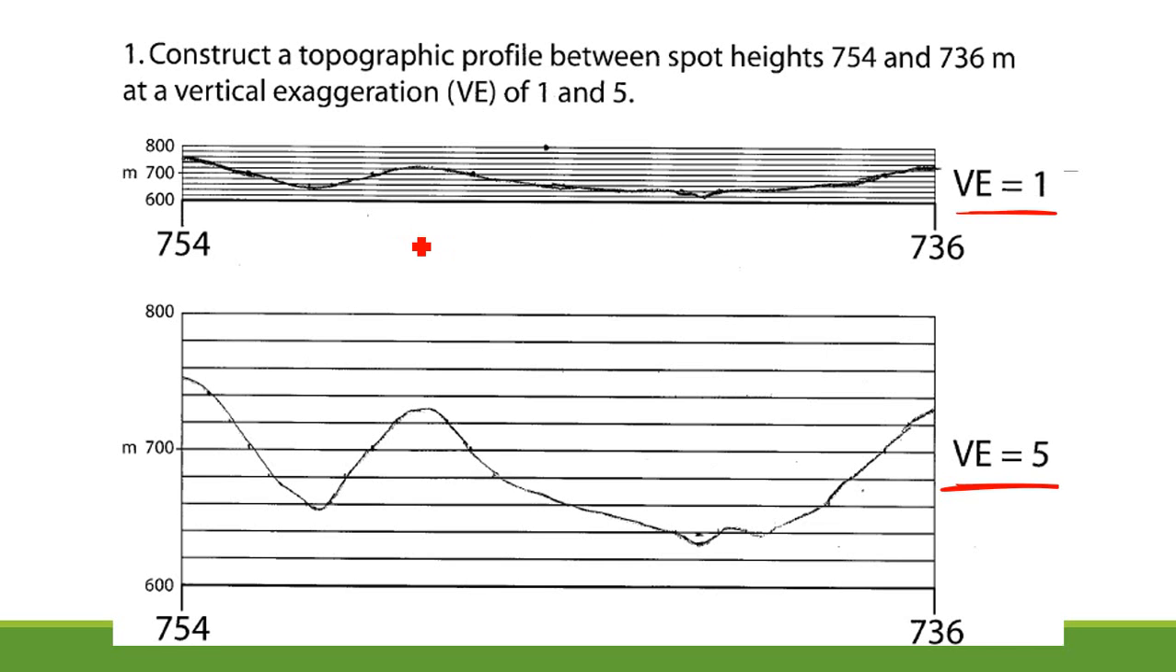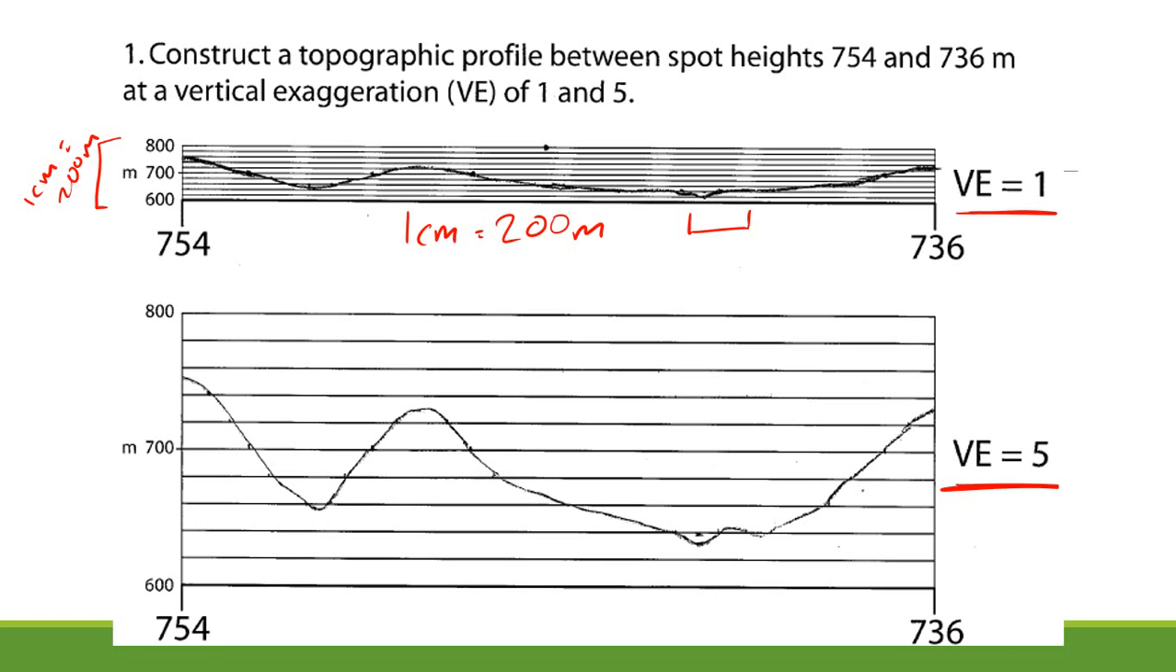So from memory, the map scale was 1 centimeter equals 200 meters. So that's going to be your horizontal scale. 1 centimeter will be 200 meters. And because there's no vertical exaggeration, that will also be your vertical scale. So this will also be 1 centimeter equals 200 meters.